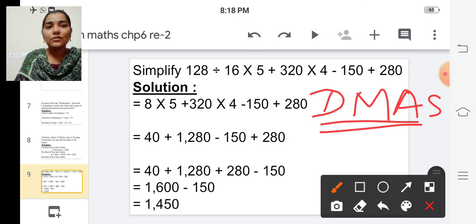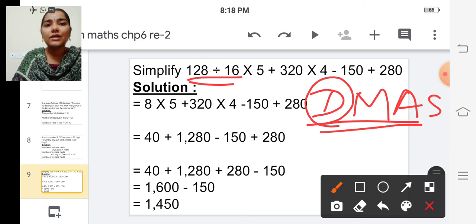Okay, children. So first we should finish the division. So here only one division is there. So we have to divide 128 divided by 16. How many times will it go? It will go 8 times.